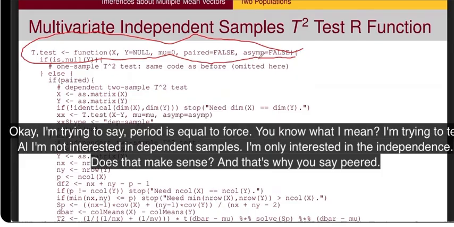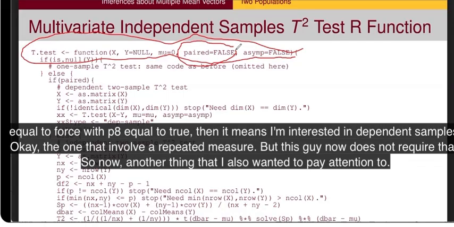I am trying to say paired equals false. I am telling R I am not interested in dependent samples; I am only interested in independent samples. That is why you say paired equals false. When paired equals true, it means I am interested in dependent samples, the ones that involve repeated measures. But this one does not require that.